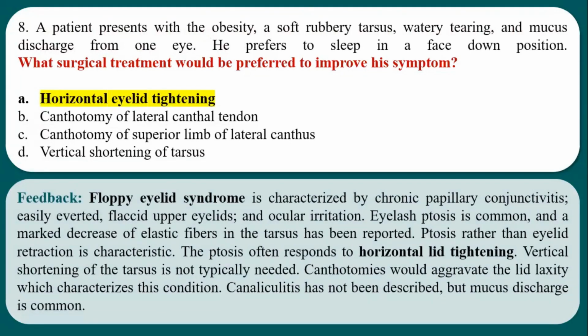Floppy eyelid syndrome is characterized by chronic papillary conjunctivitis, easily everted, flaccid upper eyelids, and ocular irritation. Eyelash ptosis is common, and a marked decrease of elastic fibers in the tarsus has been reported. Ptosis rather than eyelid retraction is characteristic. The ptosis often responds to horizontal lid tightening. Vertical shortening of the tarsus is not typically needed. Canthotomies would aggravate the lid laxity which characterizes this condition. Canaliculitis has not been described, but mucus discharge is common.